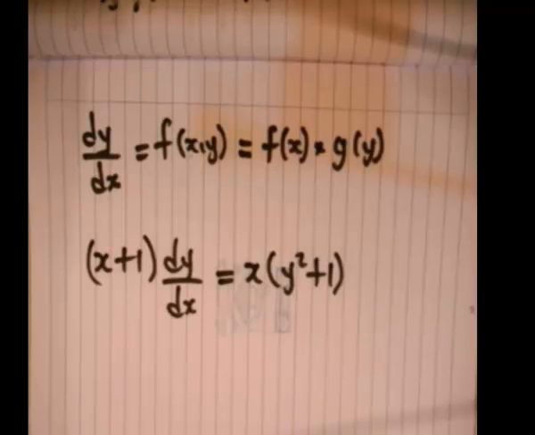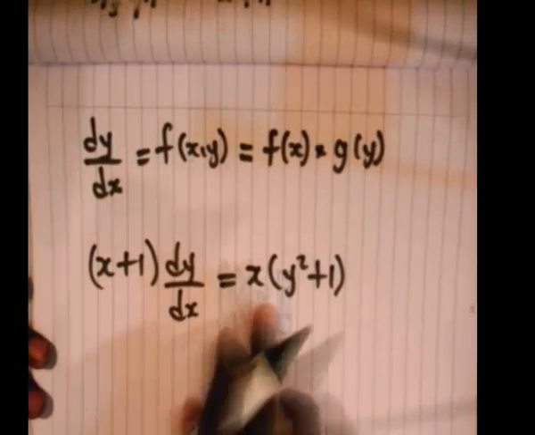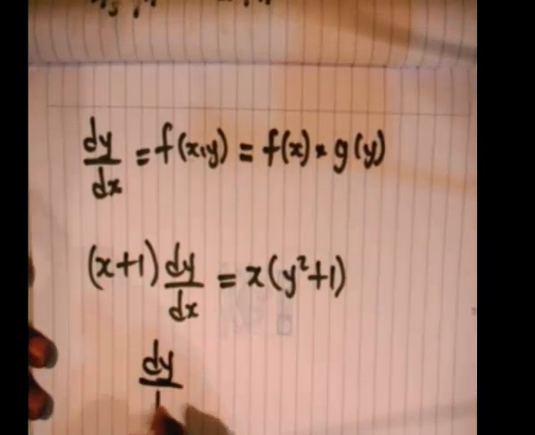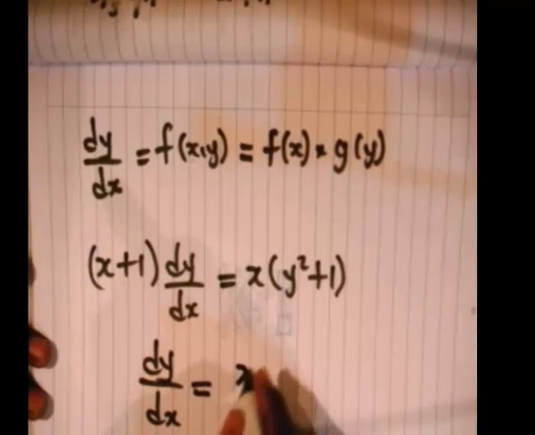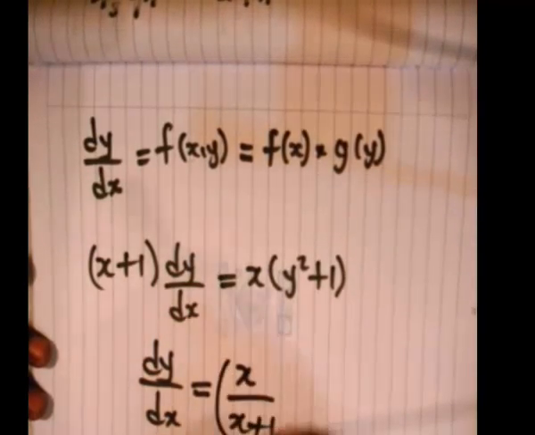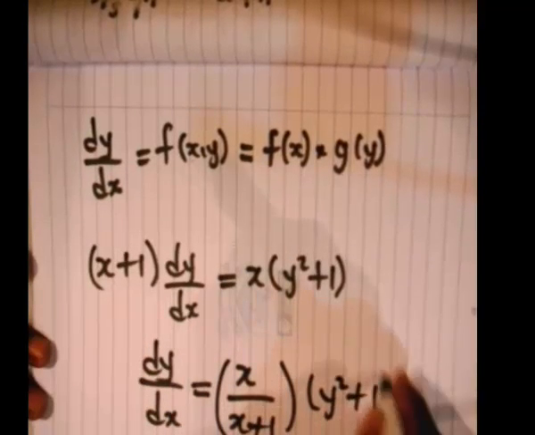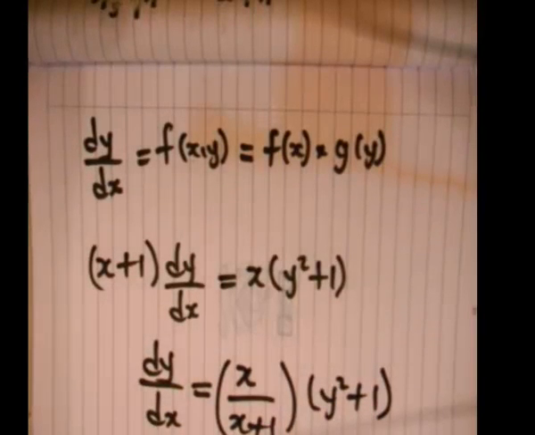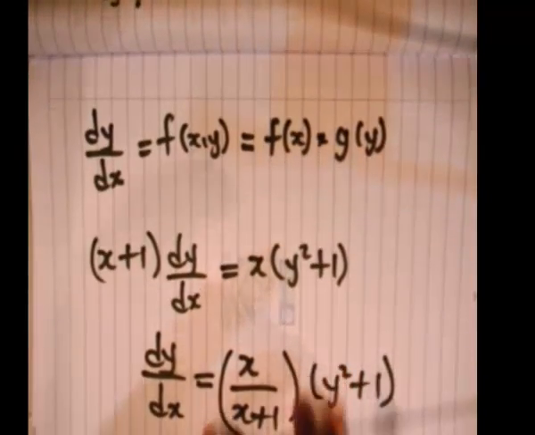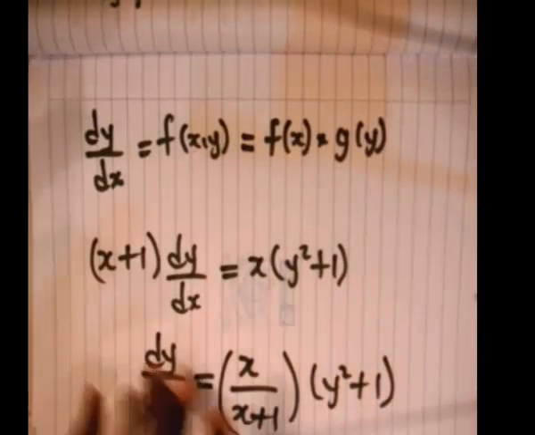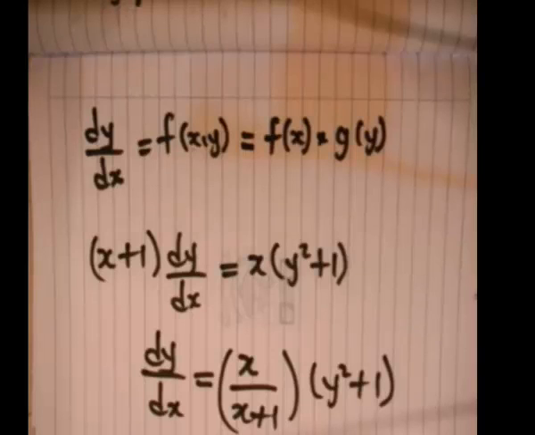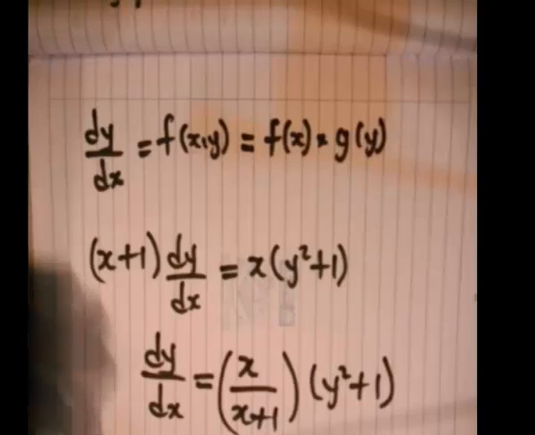There are procedures for solving this. So let's try this. If I bring this one here, I have dy dx equals x over (x plus 1), then (y squared plus 1). Can you see we have been able to separate them? So I conclude that the equation is variable separable. But it's not over yet. I bring the values of x to meet the x and the values of y to meet the y.